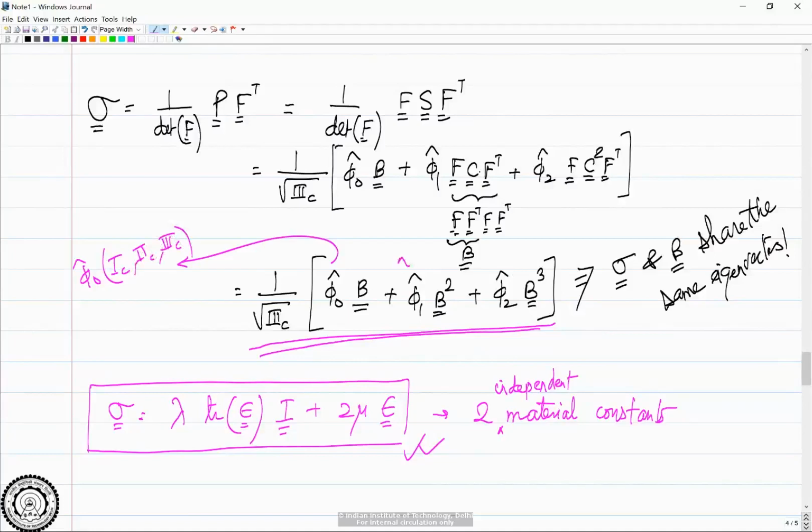So what is the problem then? Why are we getting two different results here? Any idea? There will be some relation between the constants. No, there is no relation. See this expression, phi naught, phi 1 and phi 2, they are general. They can be anything and still it will correspond to some material. You can choose it to be anything and you will not violate any of the laws.